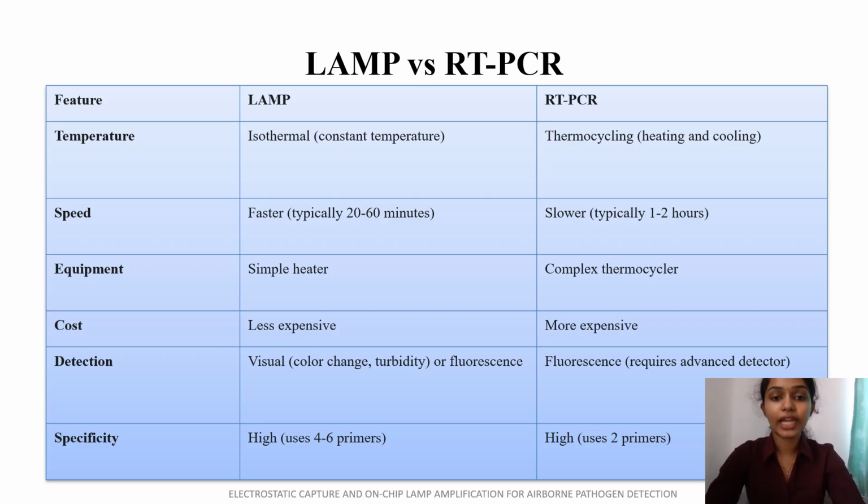The equipment used for LAMP is a simple heater, whereas for RT-PCR it is a complex thermocycler. The cost of LAMP is less, whereas RT-PCR is more expensive. Detection in LAMP is visual or fluorescence, and RT-PCR is fluorescence detection. And LAMP uses a large number of primers, that is 4 to 6 primers, whereas RT-PCR uses only 2 primers.